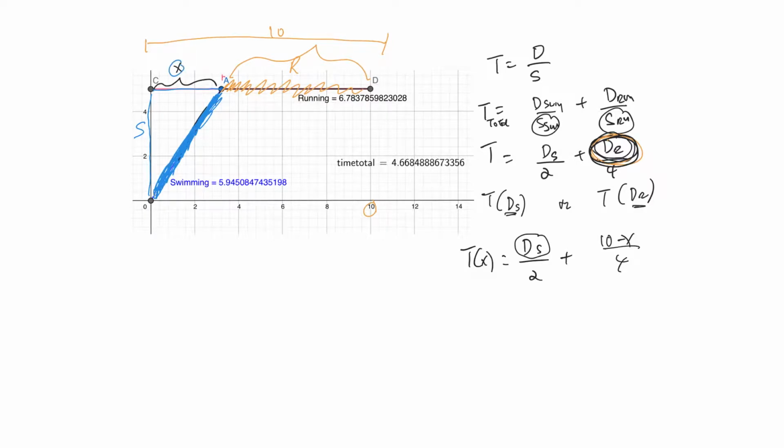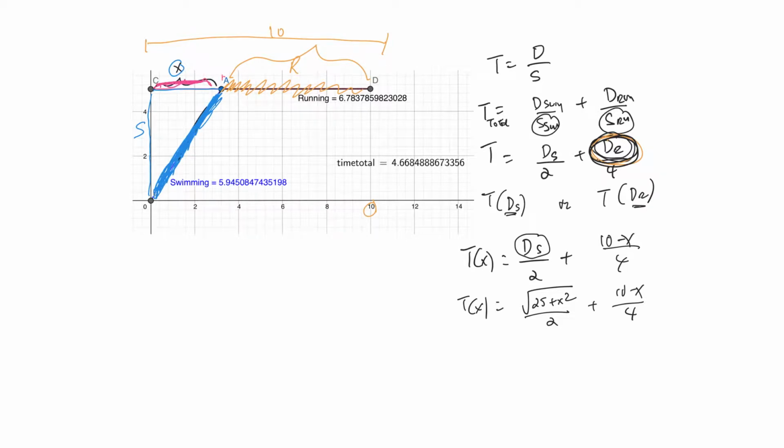So in other words, t of x is going to be equal to, I'm going to skip steps, I don't want to show all the Pythagorean work, it becomes square root of 25 plus x squared divided by 2 plus 10 minus x over 4. So this is the function you're going to minimize or find the derivative afterwards. So now let's address the restrictions for x. So now x is going to be from here to here, all right?